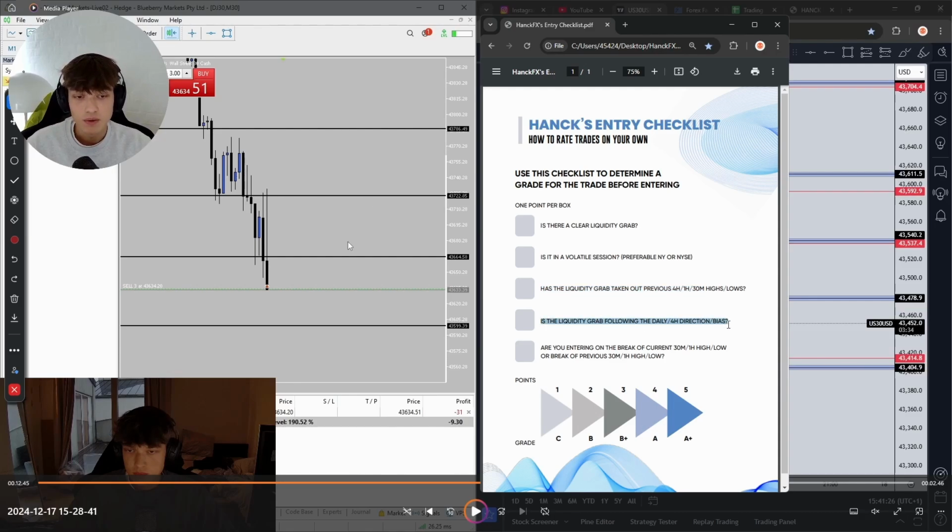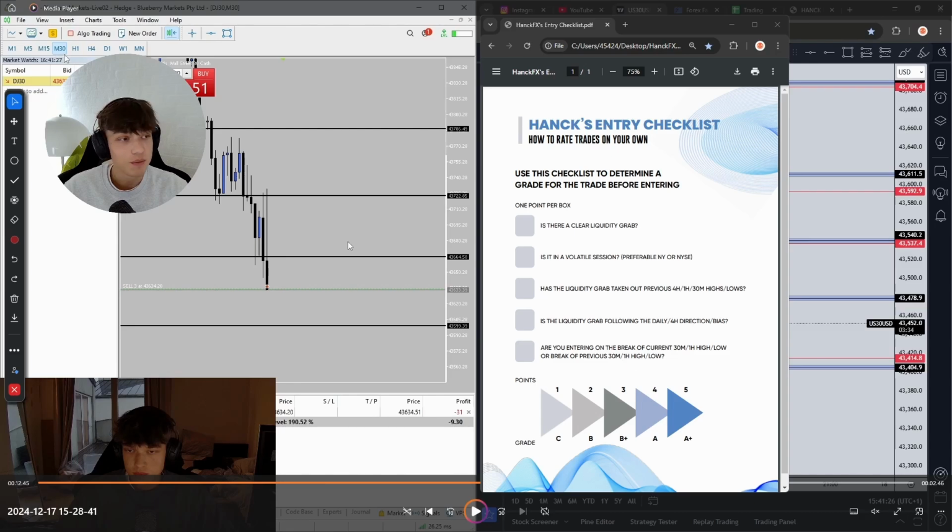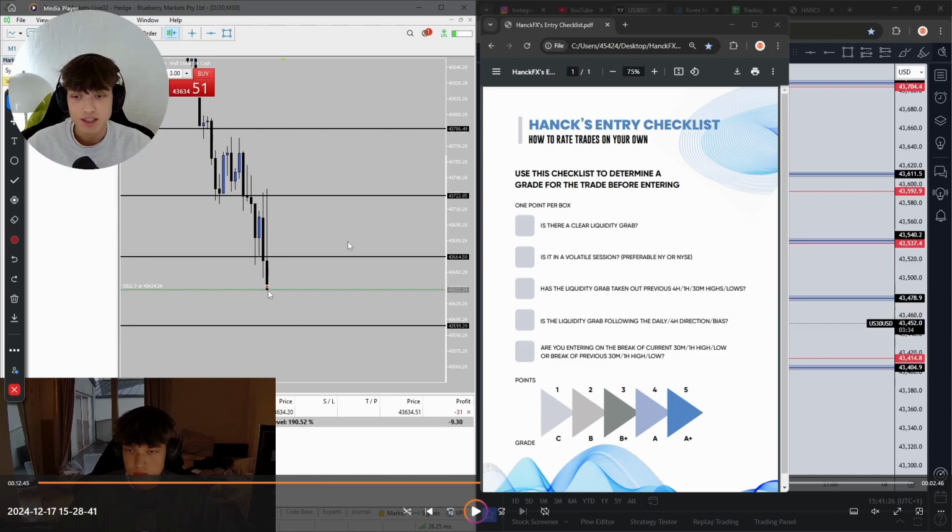Is the liquidity grab following the daily direction, right? Yes, it is. The daily direction is bearish. We're taking sells pro trend. Are you entering on the break of the current 30-minute or 1-hour low, higher low, or break of previous 30-minute higher low? Yes, we're taking the entry on the break of the current 30-minute low. Right here, you can see up here. No, current 30-minute low. And we're taking it on the current break of the 30-minute lows, right? Funny enough. But it checks off all boxes, making it an A+ setup, right?